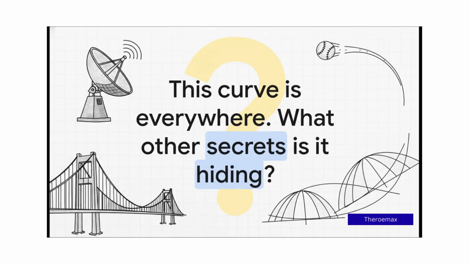And that's what makes this so fascinating, right? We've just drawn one, but this exact shape is coded into the fabric of physics and engineering. It's in the curve of a satellite dish focusing signals, the cables of a suspension bridge distributing weight, the flight path of a thrown baseball. It really makes you wonder, what other secrets is this simple curve hiding all around us in plain sight?